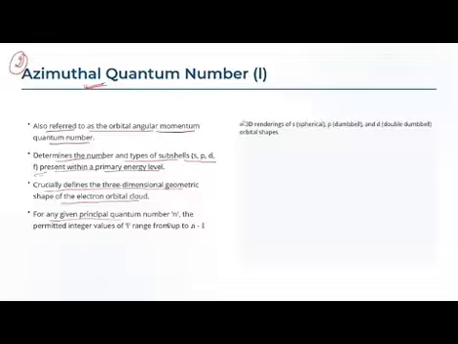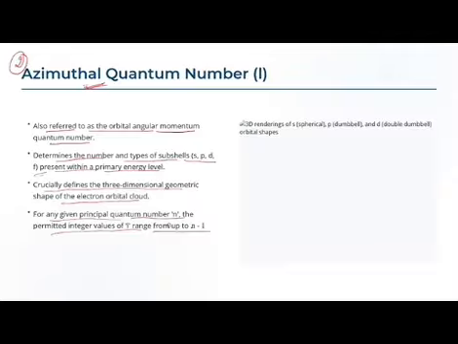For any given principal quantum number n, the permitted integer values of L range from 0 to n minus 1. In the last slide, we have seen the principal quantum number values. That is, if n equals 1, this indicates K shell. If n equals 2, it indicates L shell. If n equals 3, it indicates M shell, and so on.